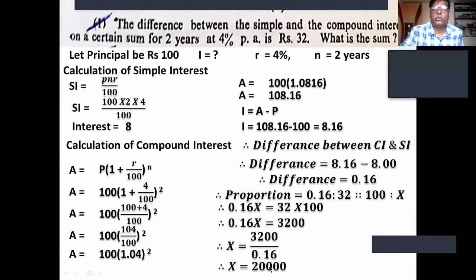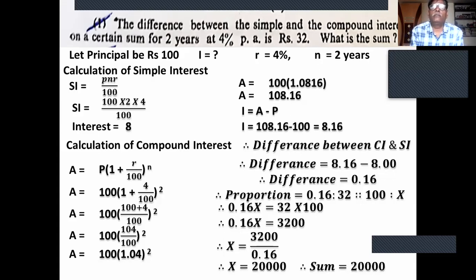Then x is equal to 20,000. x is the value of the sum, the principal. Therefore, the sum is equal to 20,000. This is the solution.